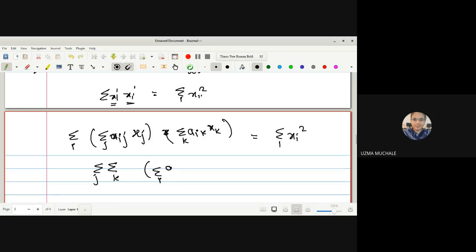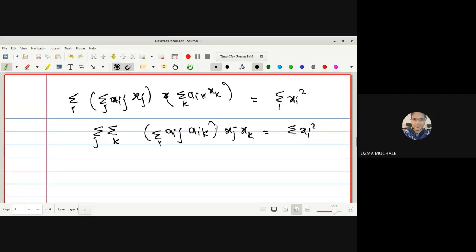Summation over i, I will take the constant term aij, aik outside, and inside this I can have xj and xk, equal to summation over xi square. These are simply dummy variables. Xi I can write in terms of aij xj, or in another way I can write it as aik xk. What are these i, j, k? These are nothing but dummy variables, some parameters we can change. Both i, j, k are all varying from 1, 2, and 3.